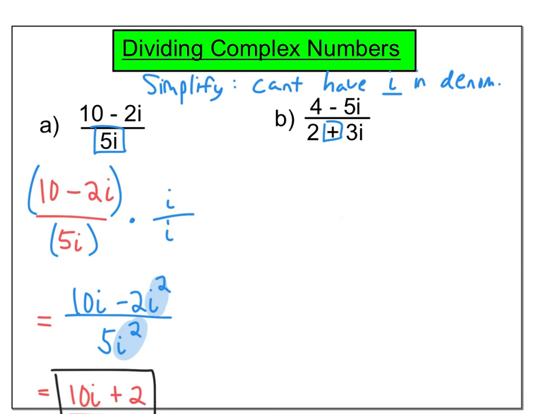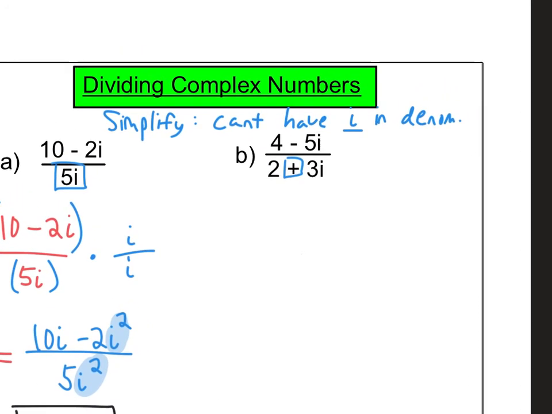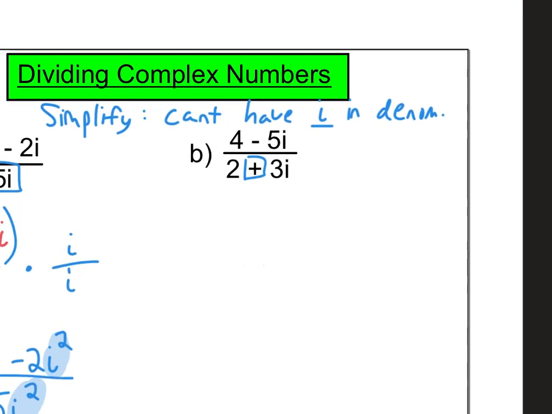So the trick with part B, though, if we want to make the denominator become a real number, right? Remember we said we can't leave any i's in the denominator. The trick with part B is to multiply top and bottom by the conjugate of the denominator, because the denominator is the one that we want to turn real. Okay, so if we do it to the denominator, we need to do the same thing to the numerator.